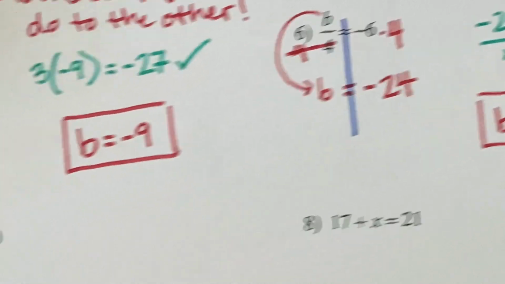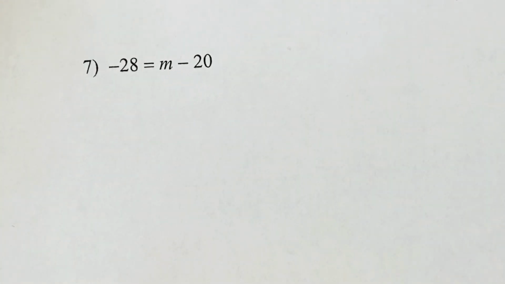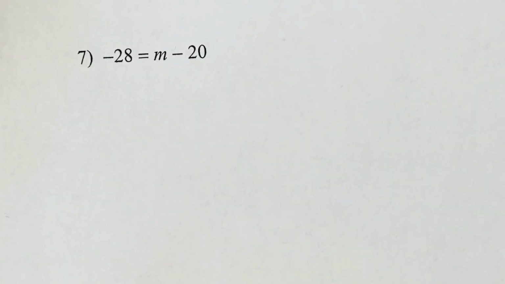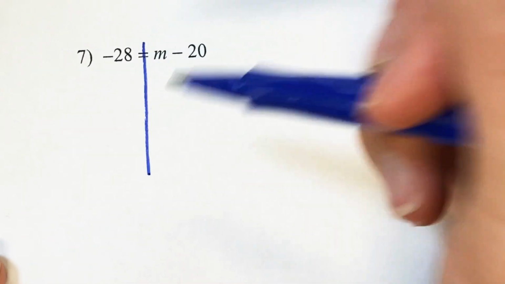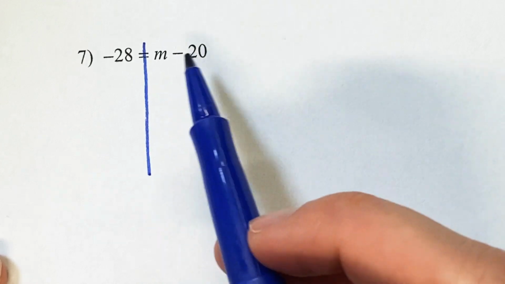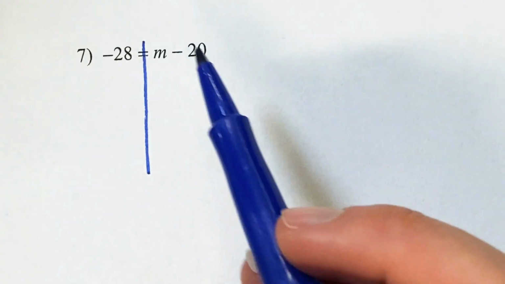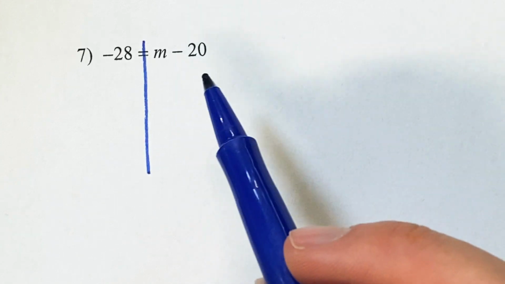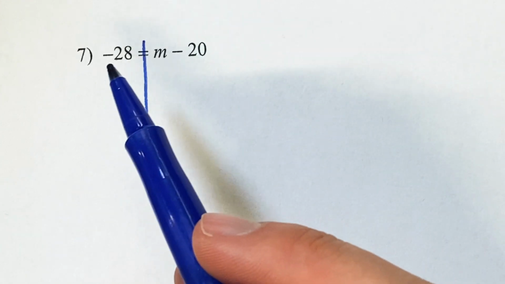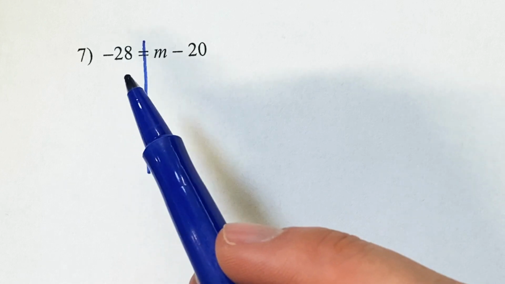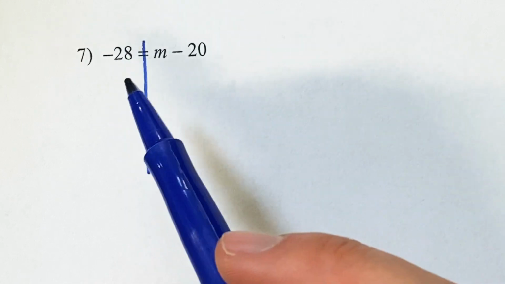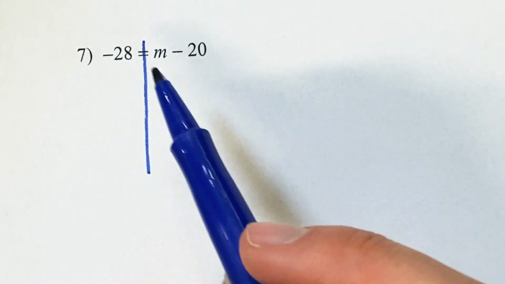Okay, let's go to number 7. Still only one-step equations. So we're going to draw our line down our equal sign. My variable is on my right side this time. That's okay, we're still just going to untie it the exact same way. So you always want to untie the side with your variable. You're not doing the opposite of minus 28, right? That's the side without the variable.